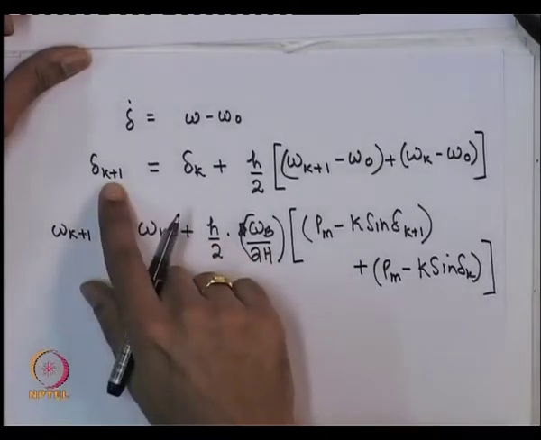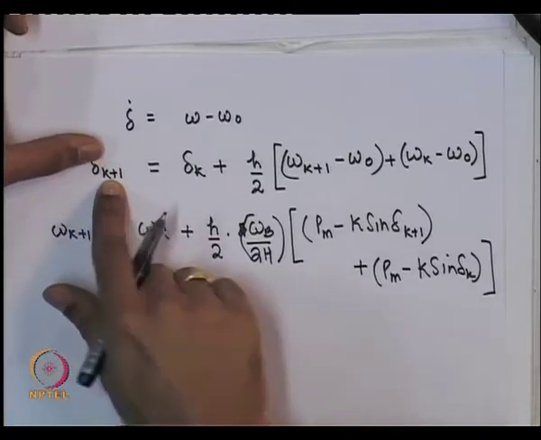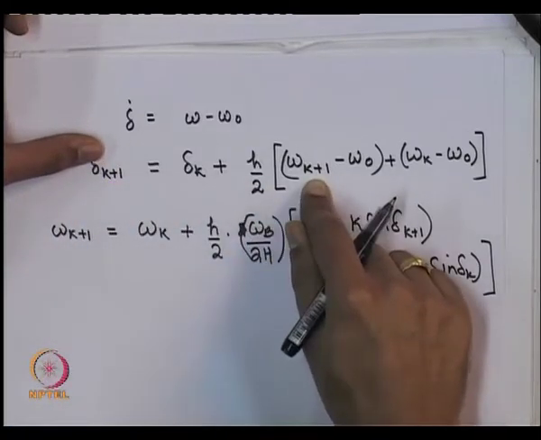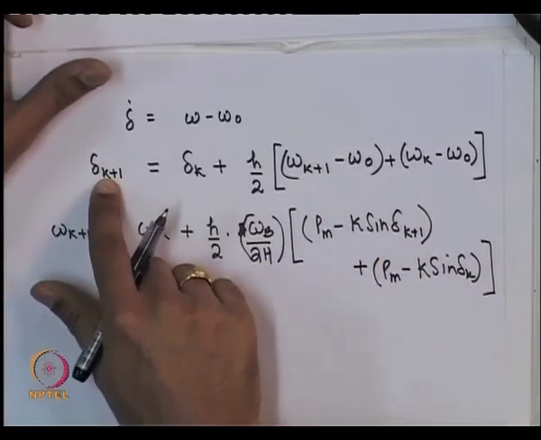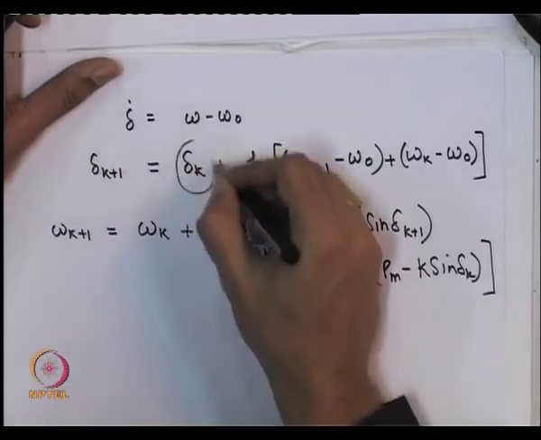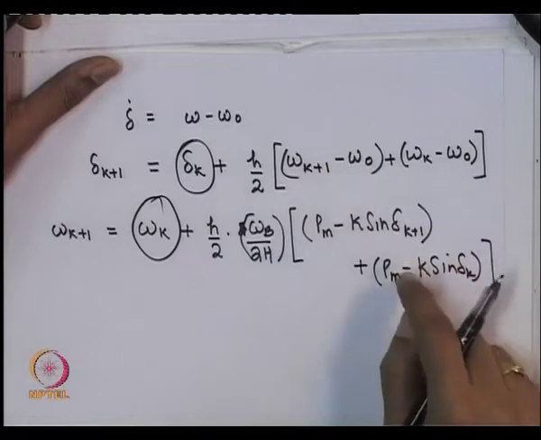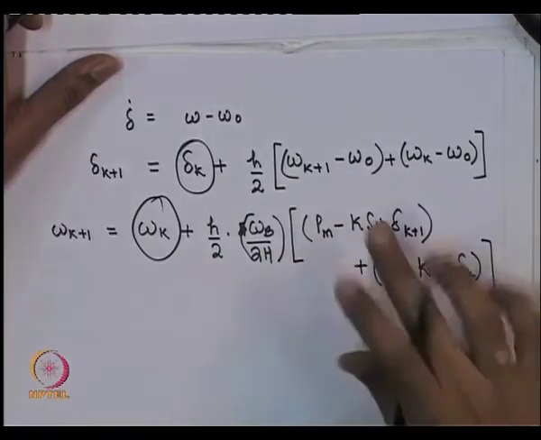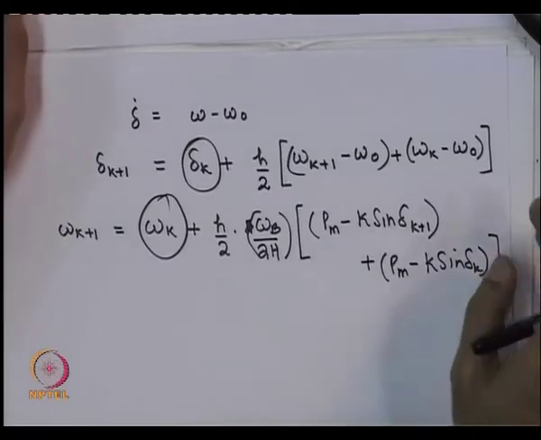Now, the problem here of course is that you do not know the value of delta k plus 1, you do not know what omega k plus 1 is, but you require that in order to evaluate delta k plus 1. So, if I give you delta k and omega k, how do I get omega k plus 1 and delta k plus 1? You will have to use an iterative method. Okay. So, that is what exactly I have done in the program.